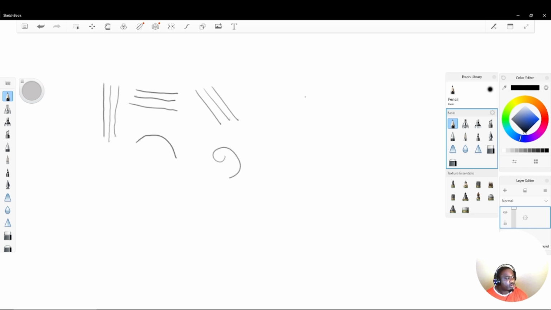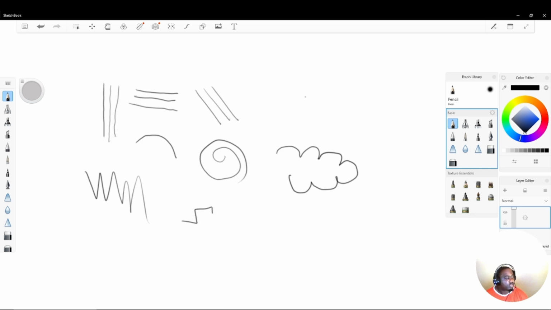We have our spiral, looks like the center of a donut. And we also have some persons call these like the cloud. We have our zigzag lines. We have what we call castle. We have jagged, very similar to the zigzag but a little bit more uniform.